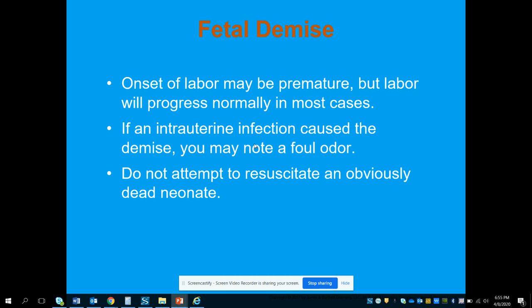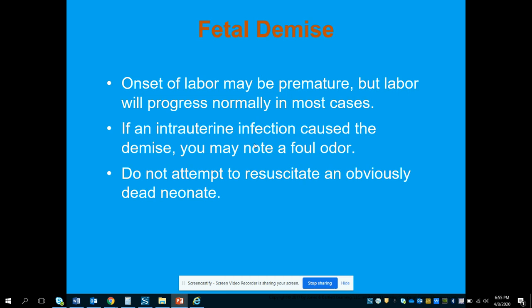You should not attempt to resuscitate an obviously dead neonate. So this is probably one of those times where this will be one of the toughest moments of your career if you were to encounter this, especially if the baby is full term. So usually this is detected in an OB's office, like if the mom has not felt the baby move for a certain amount of time and she goes into the office or into the hospital and they're able to detect that there is no longer a fetal heartbeat, but she may go into labor and it may be that this occurs.